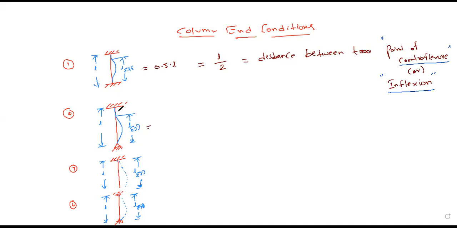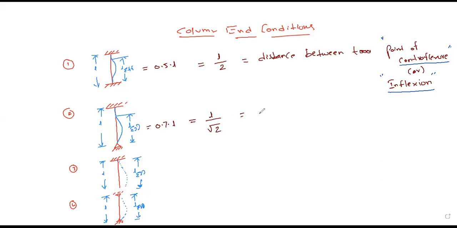What about this? The effective length when one end is fixed and the other end is pinned is 0.7 times L. This can be represented as L by root 2. So it can be represented either as 0.7 times L or as L by root 2. Why? Because in your competitive exams, you may not find this option; you may find only options like this. So that's why you have to represent it in this way too.